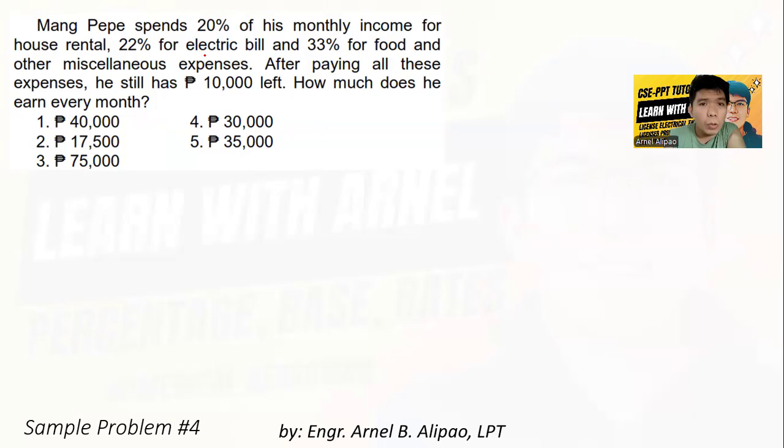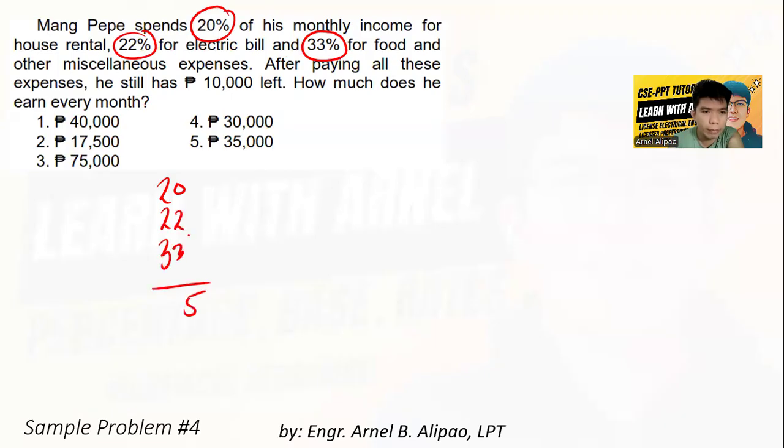account, so how much are the payments or expenses of Mang Pepe? He had 20% of his monthly income for house rental, 20%, then 33% for food and other miscellaneous. So in total, how many percent is being allocated for his expenses? We have 20 plus 20 plus 33. Let's write it down. 20, 20, and 33. So we have 75% in total.